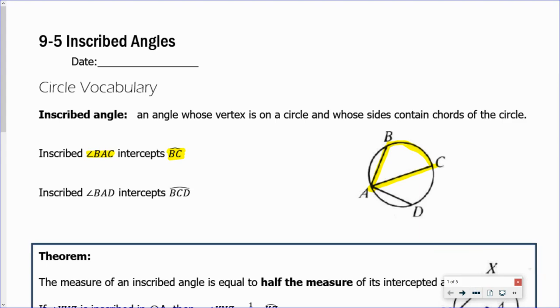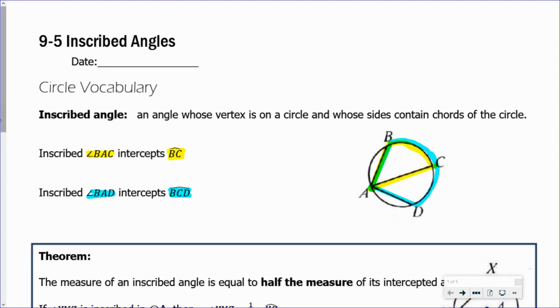Let me grab a different color highlighter real quick. If we look at angle BAD, and I'm going to overlap this, BAD is also an inscribed angle because, again, its vertex is on the circle. The intercepted arc in this case would be arc BCD. So BAD is in blue, and BCD is the intercepted arc. That's the new terminology that you need to know for now.